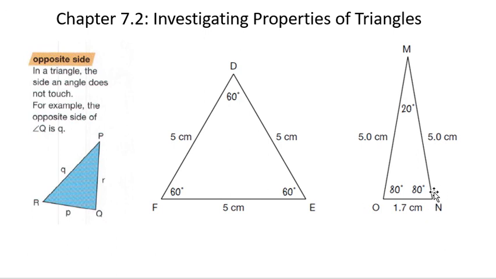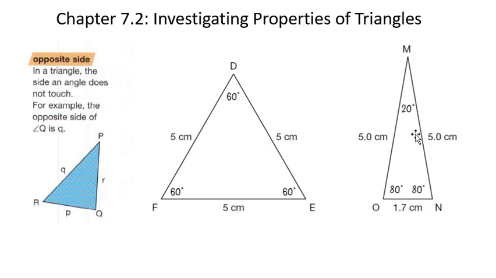So let's take a look at the angle measurements across from the side lengths. This side, which goes from M to N, we'll call side MN, is 5 centimeters long, and the opposite angle is 80 degrees. This side, which we'll call MO, is also 5 centimeters, and the opposite angle is also 80 degrees. So in an isosceles triangle, two of the angles must also be the same. Not just two of the sides, but two of the angles.